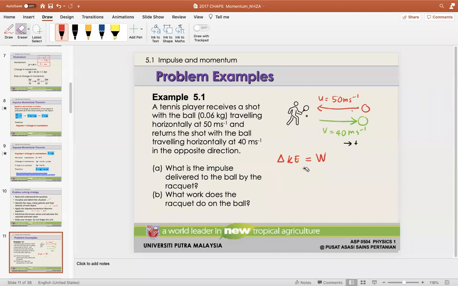Good job. Now I'm going to expand this equation. We have KE final minus KE initial. Our KE final is 1 over 2 MV squared, where V is 40, minus 1 over 2 M times 50 squared. Since it becomes squared, the sign doesn't matter. So what is the answer to the work done? Mass is 0.06. Can anyone calculate this for me? I really don't have a calculator.